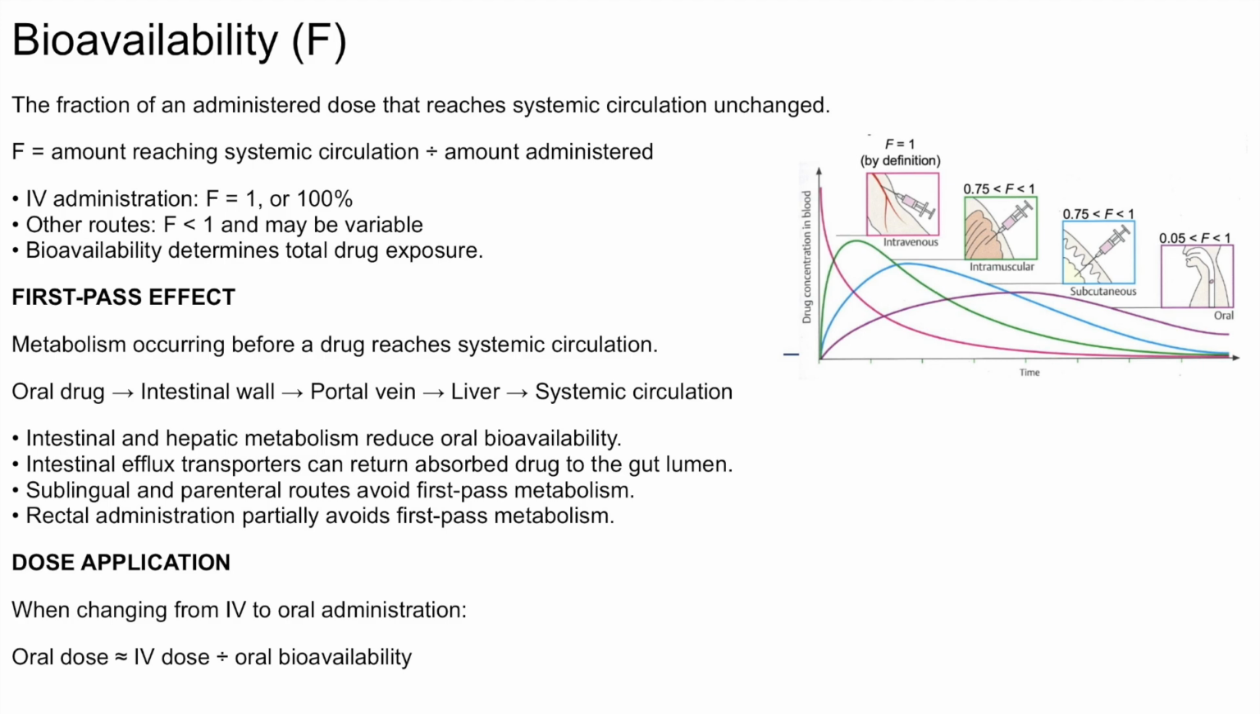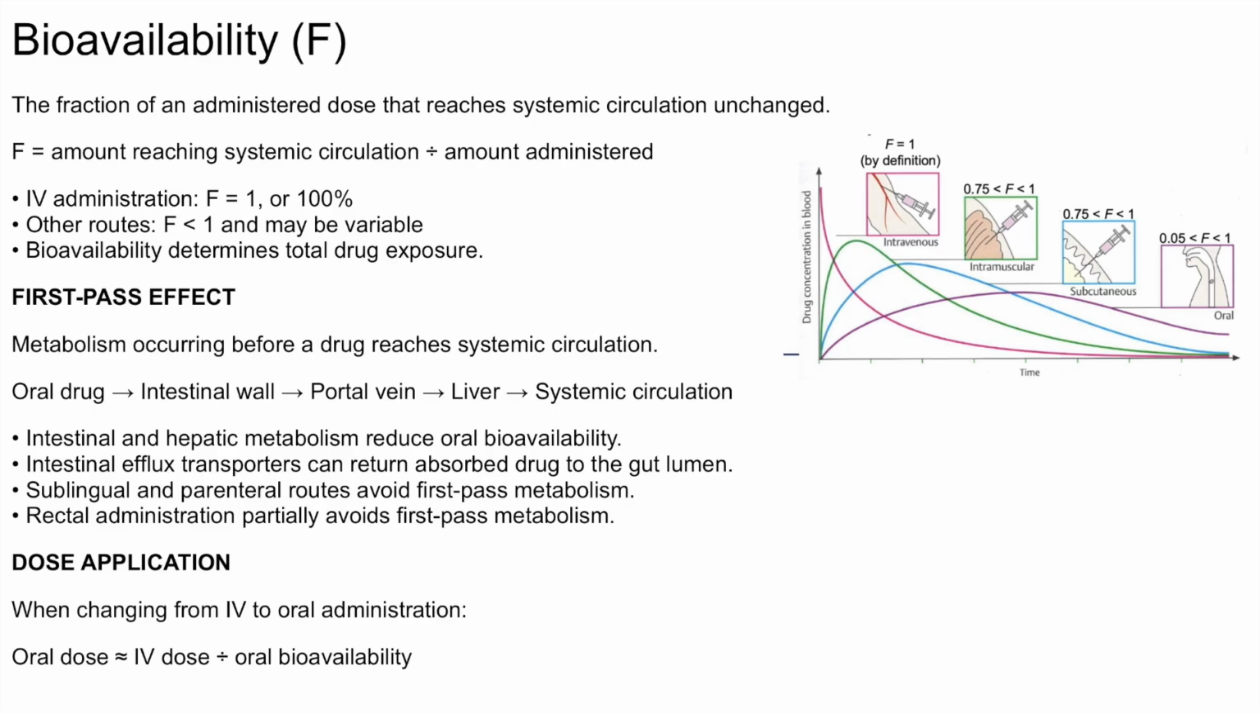So bioavailability is represented by F, and it is the fraction of an administered dose that reaches systemic circulation unchanged. So intravenous administration has a bioavailability of 1 or 100% because the entire dose enters circulation directly. Other routes usually have a lower or more variable bioavailability.